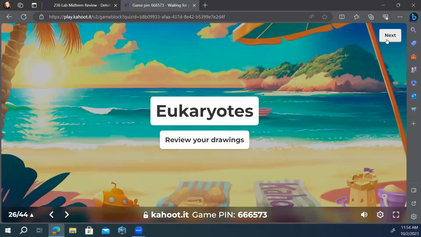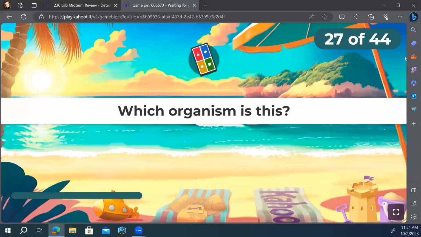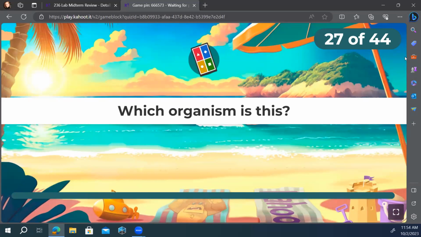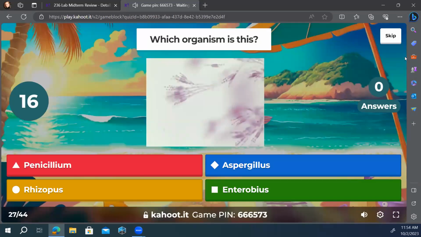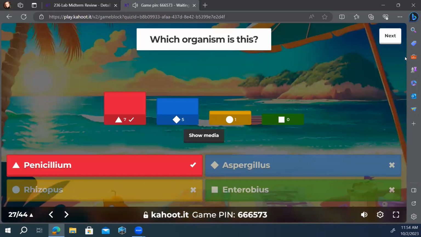All right, moving on to the eukaryotes. You do want to review your drawings and keep them fresh in your mind, and how to recognize some of these guys. Which organism is this? That's pretty much how the test is going to be. Yeah, so this is Penicillium. I do appreciate that you guys guessed similar organisms, the fungi, and that part is crucial. But yeah, that's Penicillium, that particular one.